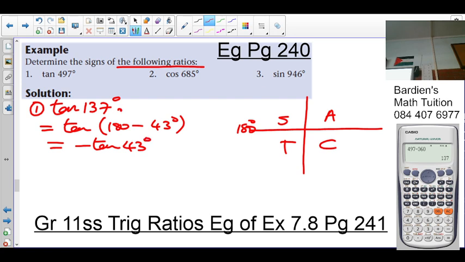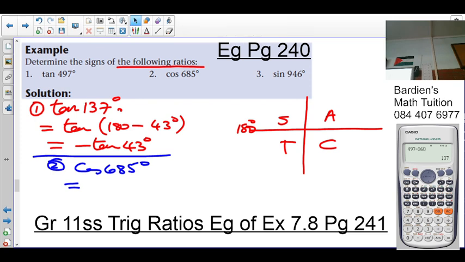Okay. Let's look at number 2. We are told we've got cos of 685. So what do we do first? Minus 360. So 685 minus 360 gives you 325. Is that within 0 to 360? Yes. So that is going to become cos 325. Which quadrant is 325 in? Fourth quadrant. Is cos positive or negative?